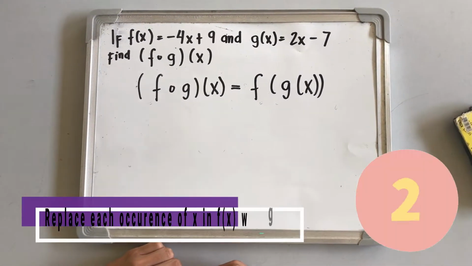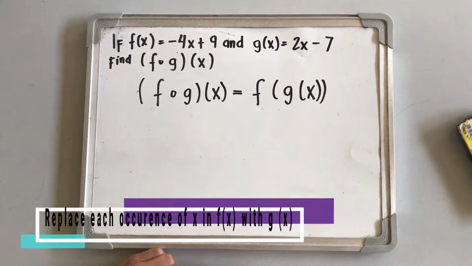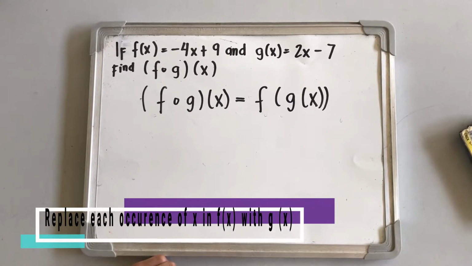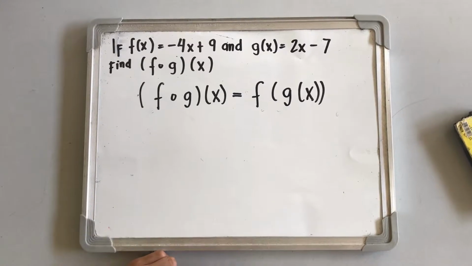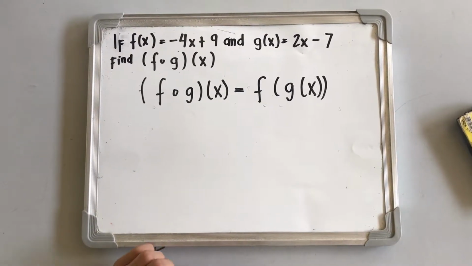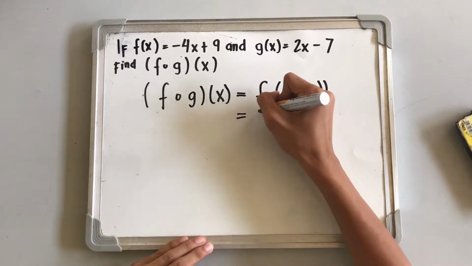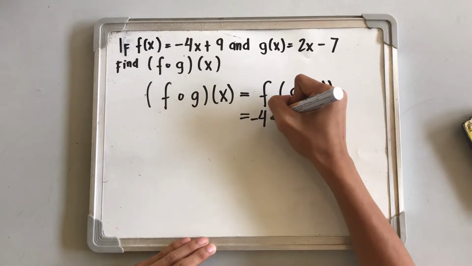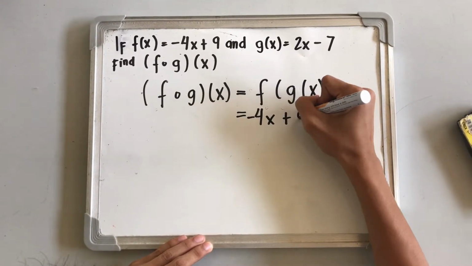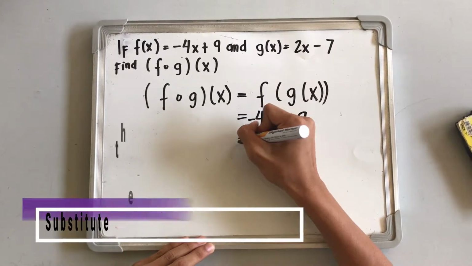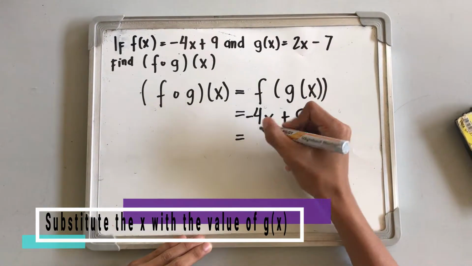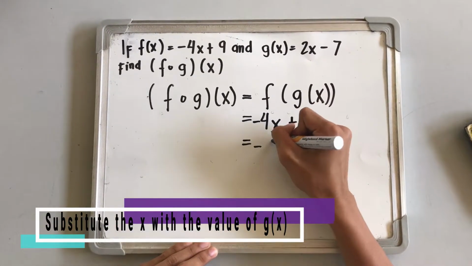Next, we will replace each occurrence of x in f(x) with g(x), which is equal to 2x minus 7. The value of f(x) is negative 4x plus 9. Now, we need to substitute the x by the value of g(x), which is 2x minus 7.